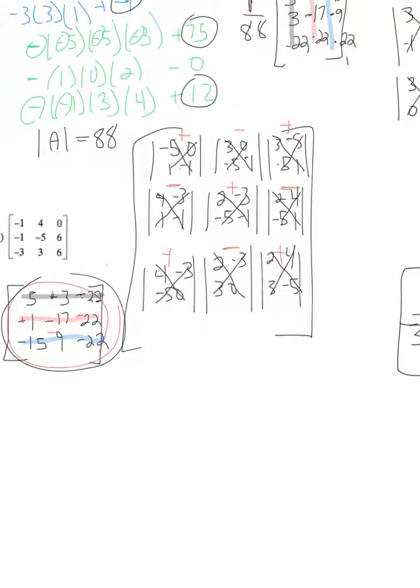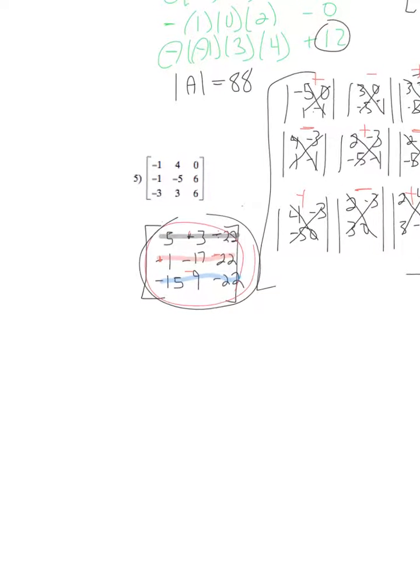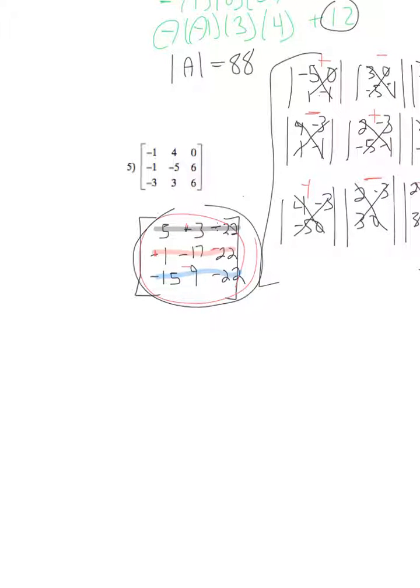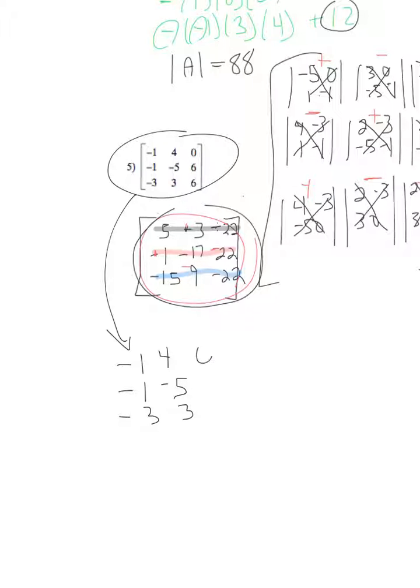Okay, we have one more. Let's just do the last one here real quick. So here's number 5. I'll do this work right down here. So again, the determinant. I'm just going to recopy that one. So I've got -1, -1, -3, 4, -5, 3, 0, 6, 6. And putting the first column in there, 1, -1, -3. The second column, 4, -5, 3. And now I'm ready to go.